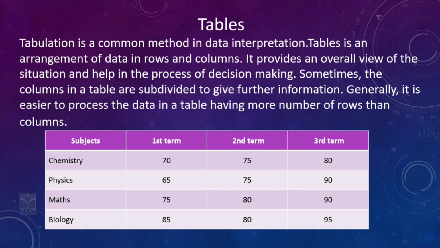A table consists of the class intervals also. The class intervals also will come here. That is the most important. 0 to 10, 10 to 20, 20 to 30, 30 to 40. These are called class intervals. These are called continuous class intervals.